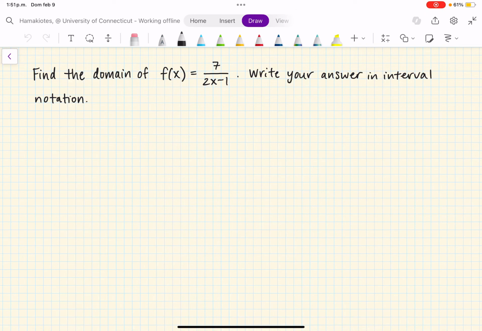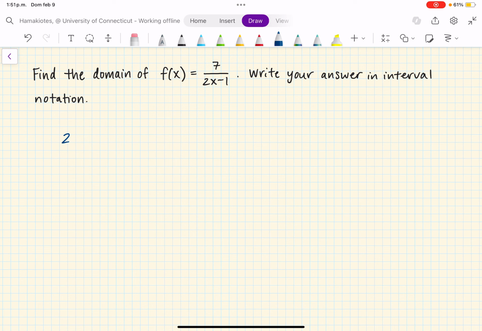In this video, we are going to find the domain of f of x equals 7 over 2x minus 1, and we're going to write our answer in interval notation. So how do we find the domain of this function? Well, we have a fraction, 7 over 2x minus 1.